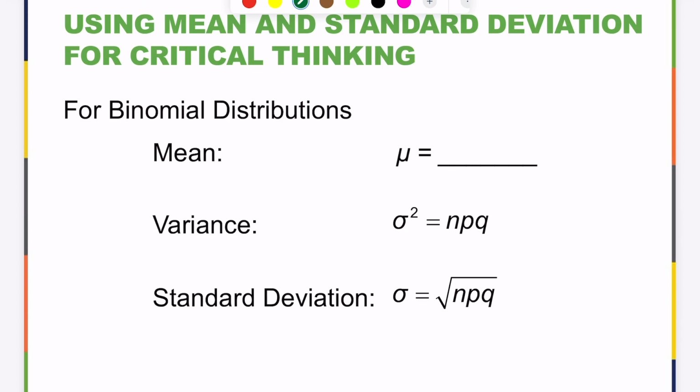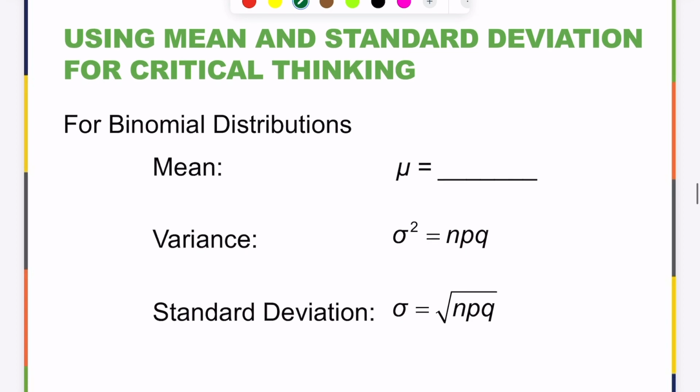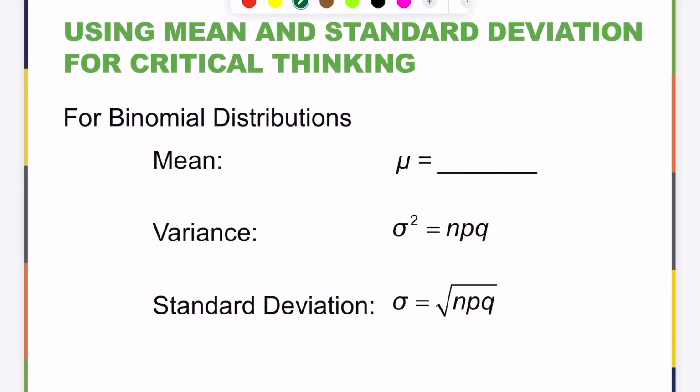Using mean and standard deviation for critical thinking. Okay, so for binomial distributions, the mean is going to be what? Well, how many times would you expect something with probability p to happen if I repeat it n times?